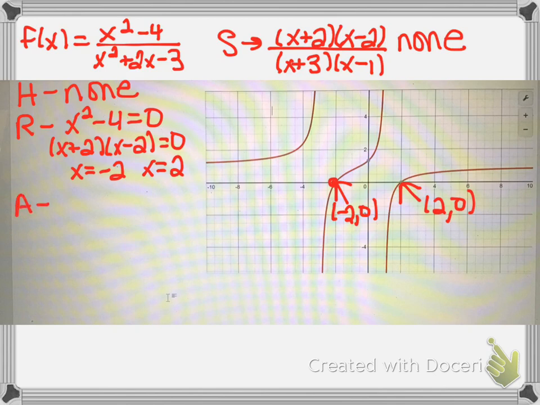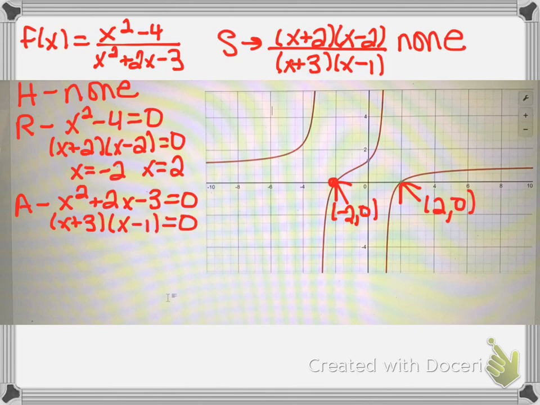Then I start the A step. I take my denominator, set it equal to 0. Once again, the first thing I would do is factor it. So I could have just taken the factored form that I already had and set it equal to 0. And I get vertical asymptotes at negative 3 and at positive 1. There's my VAs, my vertical asymptotes.